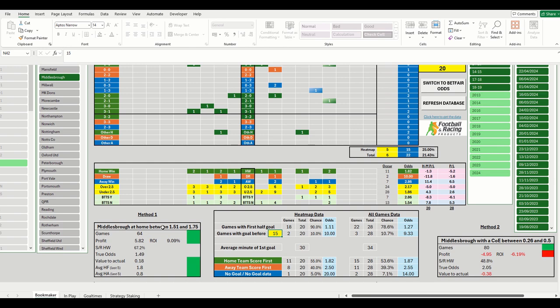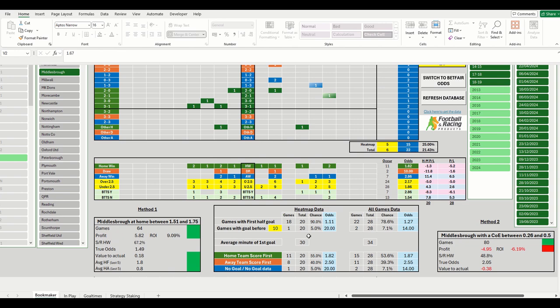Now I know there are people that like to trade it, so drip in the first 10 minutes. Again, you can look to see how many of these games have had a goal in the first 10 minutes: only one game. Perhaps even the away team does. The average minute of the first goal is 30 minutes.